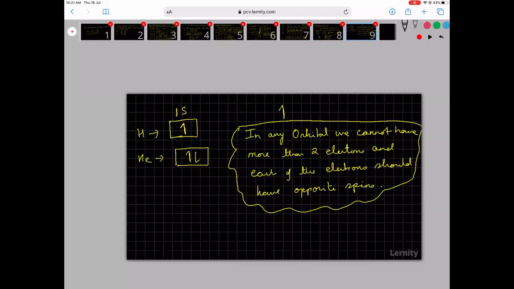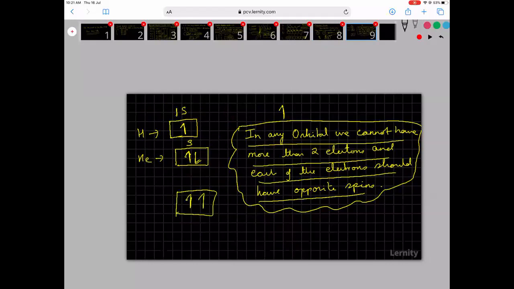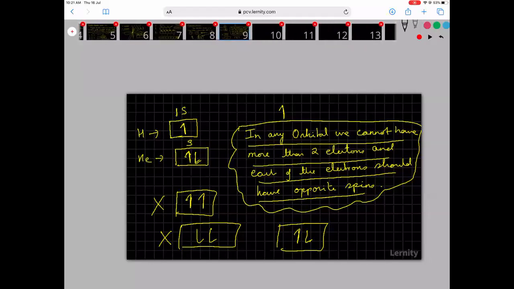Now I am showing you that, look, this is the s orbital. In the s orbital, there can be 2 electrons. In any orbital, we cannot have more than 2 electrons, and each electron should have opposite spins. That means we cannot have this. Not possible. We cannot have this. Not possible. We can only have this. Opposite spins. Then I have drawn the different compartments which I have drawn so many times before, and I am explaining again.